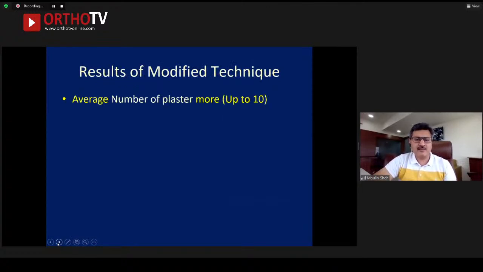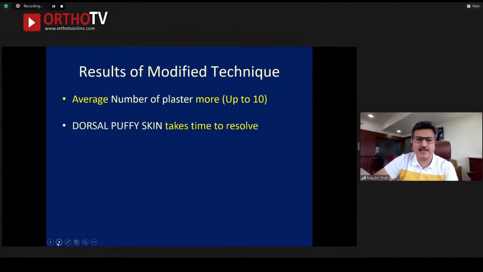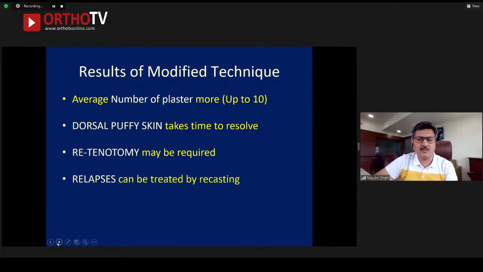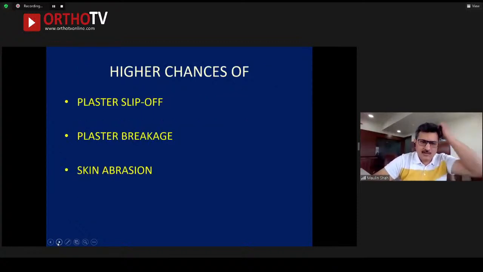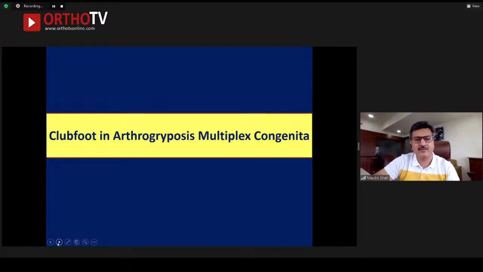So, the average number of plasters is definitely more than in typical Clubfeet. In some patients, it required up to 10 plasters, and dorsal puffy skin takes time to get resolved. Retenotomy was required in a few patients where there was rigid equinus, and relapses can happen and can be treated with recasting. Posterior release was required in one of the patients which remained persistently in equinus even after tenotomy. As I mentioned, plaster slip-off, plaster breakage, and skin abrasions are the main issues if we fail to identify that this is not a typical Clubfoot.